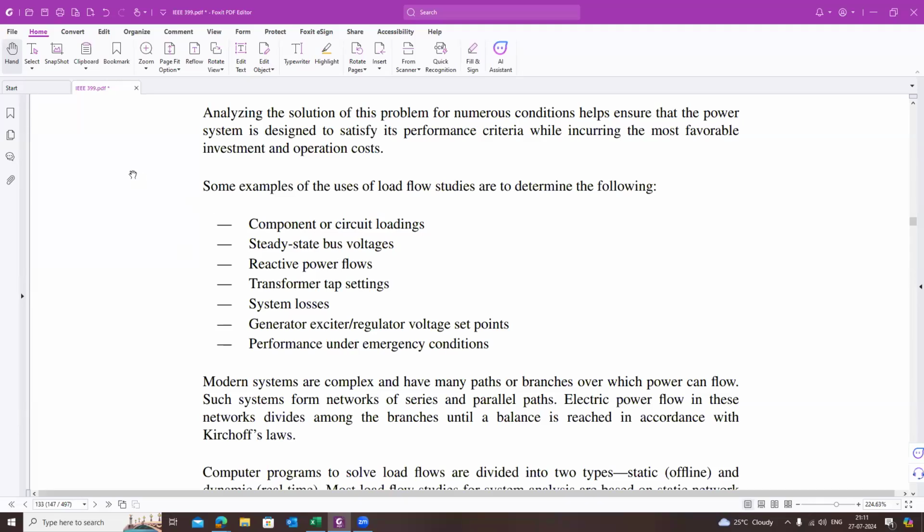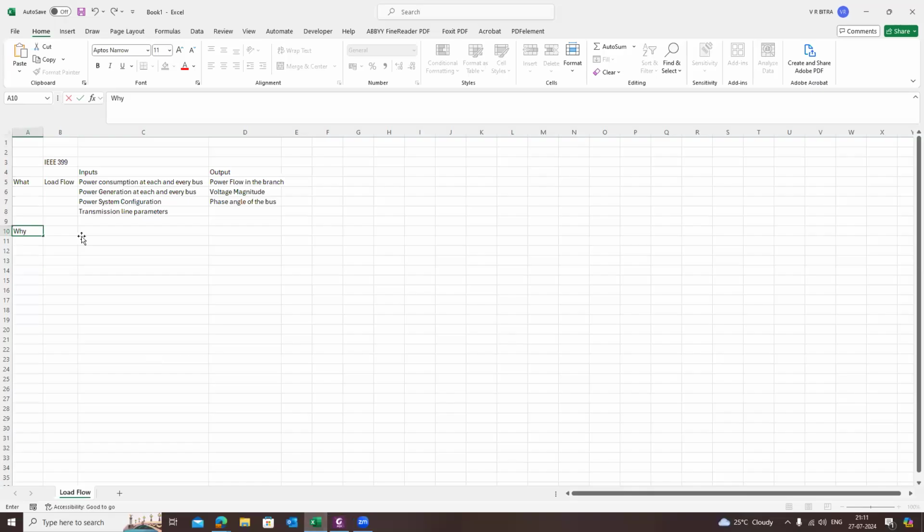Again, referring to the IEEE 399 standard, this states that the load flow is required to determine the following. And we will write exactly the same thing. We will try to add a few more things also as a part of this. So the first item is component or circuit loading. This might be a little bit confusing, so the equivalent terminology is equipment loading, right? This is the simple term.